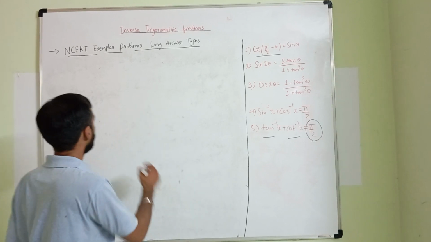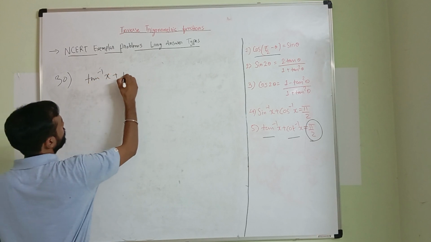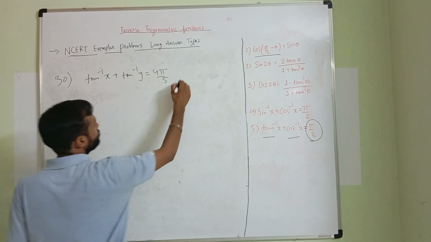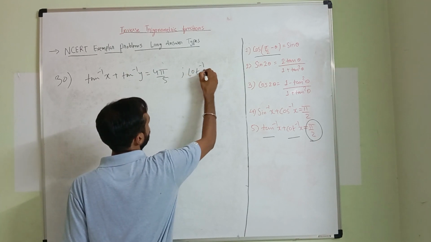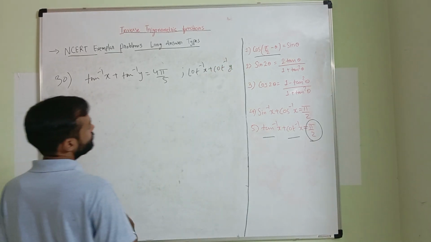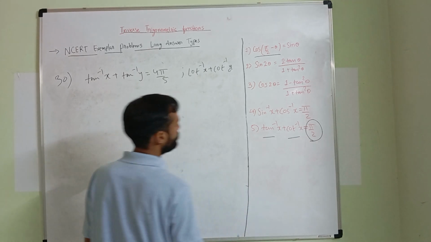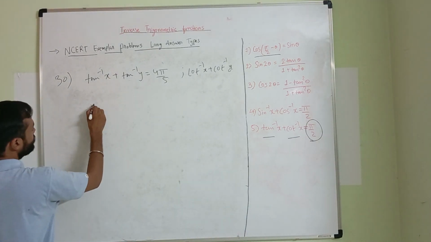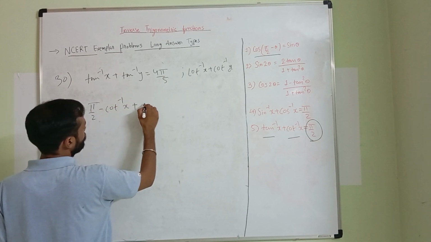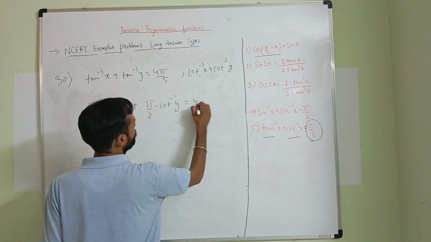Next is example number 30. It is given that tan inverse of x plus tan inverse of y is equal to 4 pi by 5, and we have to find the value of cot inverse of x plus cot inverse of y. Here we simply apply this logic: tan inverse x plus cot inverse x is equal to pi by 2. So in place of tan inverse x, we will write pi by 2 minus cot inverse x, plus in place of tan inverse y, pi by 2 minus cot inverse y is equal to 4 pi by 5.